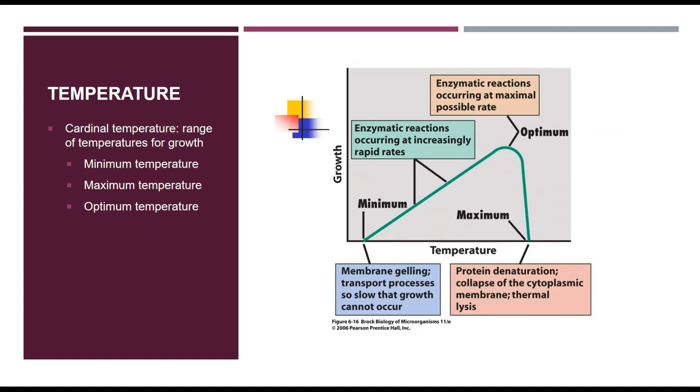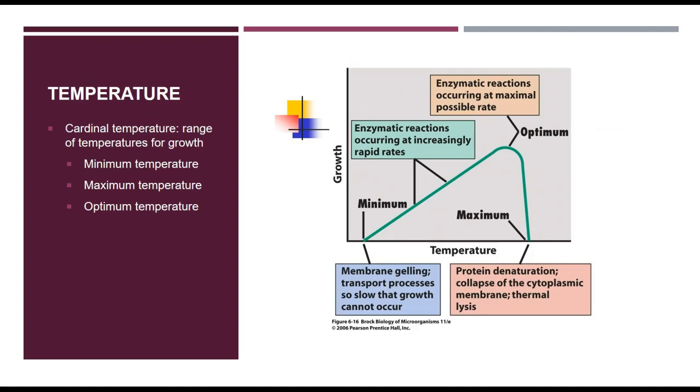This is where enzymatic reactions are occurring at the maximal possible rate. They couldn't happen any faster. This is the optimum growth temperature for our cells.